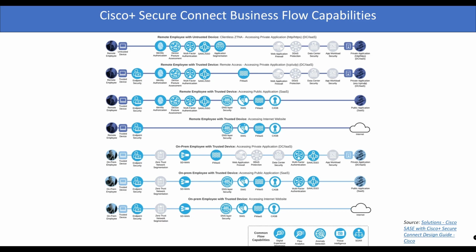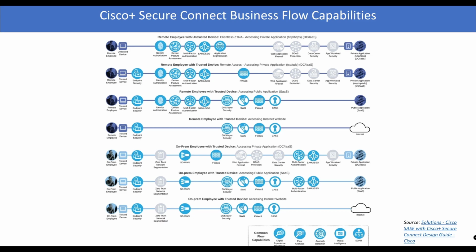Just quickly touching on these, we can see there with the remote employee and untrusted device at the very top, we're looking at identity authorization, device posture assessment, multi-factor authentication, SAML single sign-on, application segmentation, and then you've got the web application firewall, DDoS protection, data center security on top, and app workload security before you can get to that private application.